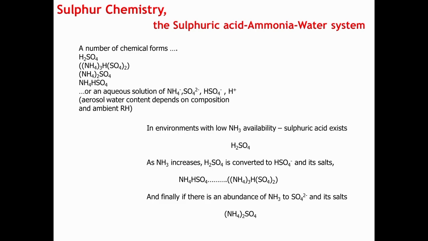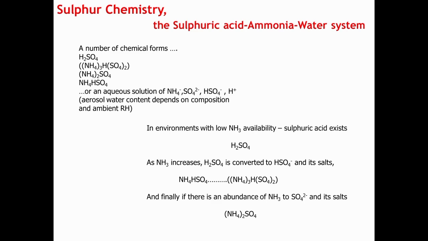So sulfates can exist in a number of chemical forms. Sulfuric acid, if there's no ammonia around. Ammonium, so do we know what (NH4)3H(SO4)2 is? Letovicite. Doesn't really matter, but there's lots and lots of different chemical forms. Ammonium sulfate, ammonium bisulfate, etc.